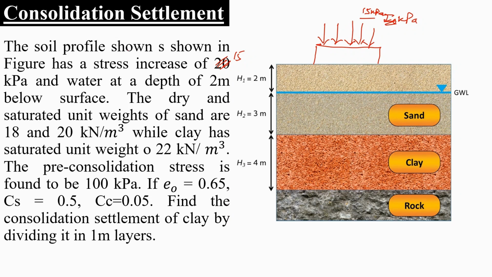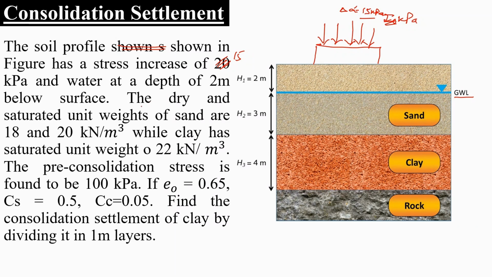The soil profile shown in the figure has a stress increase, shown by delta sigma prime. This is the increase in stress due to the applied load or a building, and water at a depth of 2 meters below the surface. We have a water table, the groundwater level, at 2 meters below the surface of the earth.